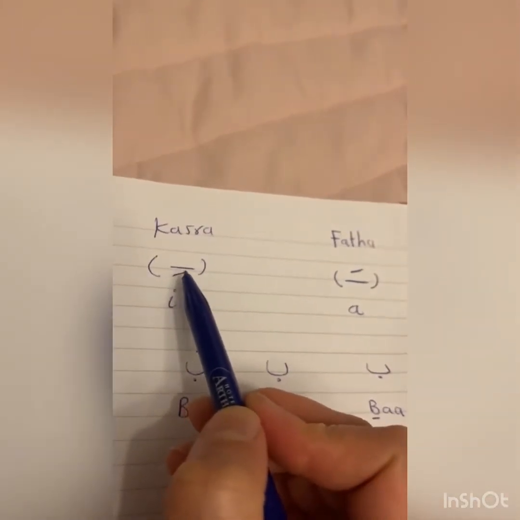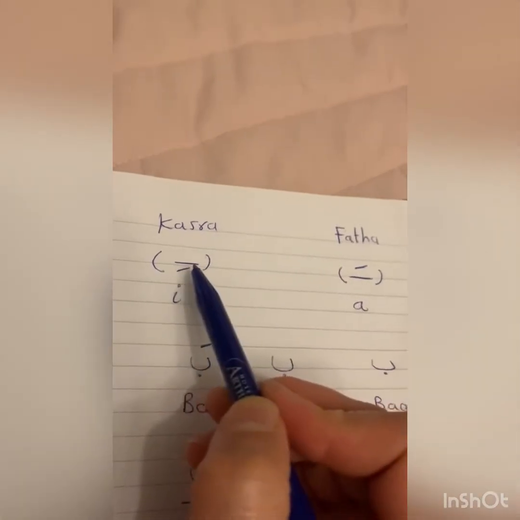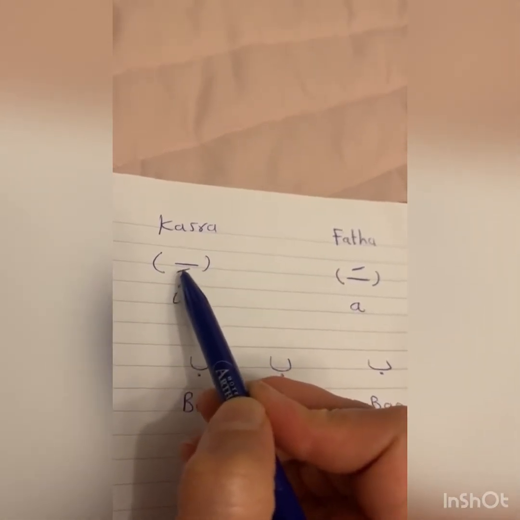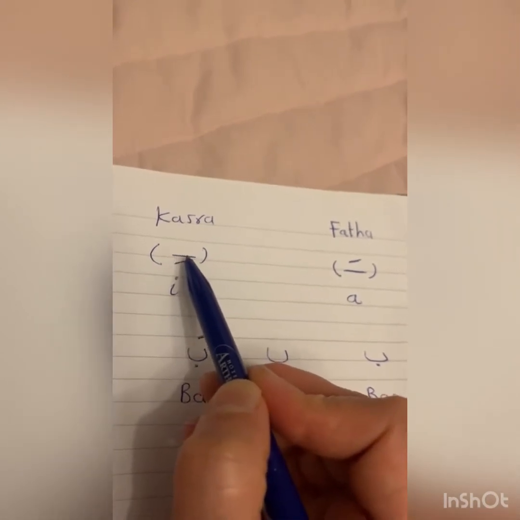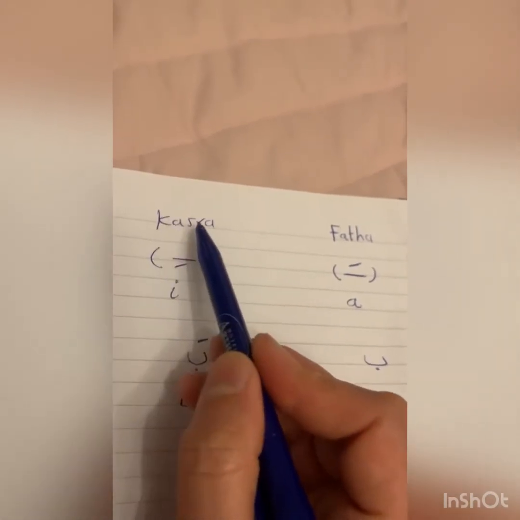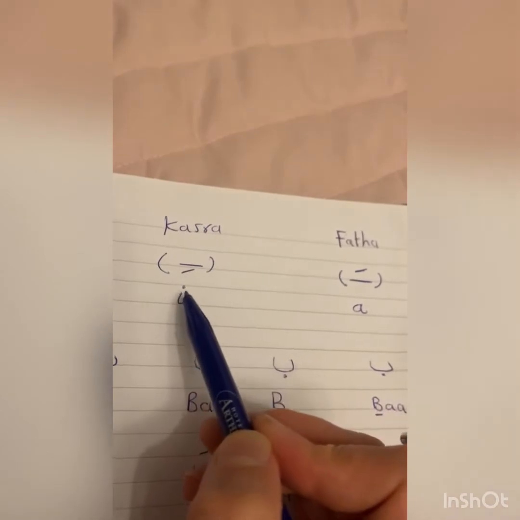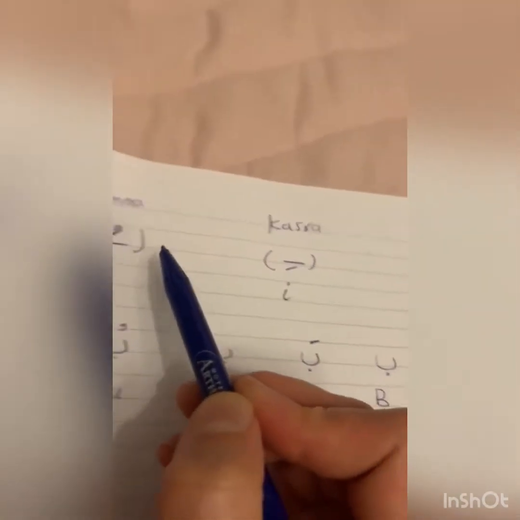Kasra has the same shape as fatha, but it comes underneath the Arabic letter. Imagine this line is an Arabic letter, so kasra comes underneath the Arabic letter. The sound of kasra is e.